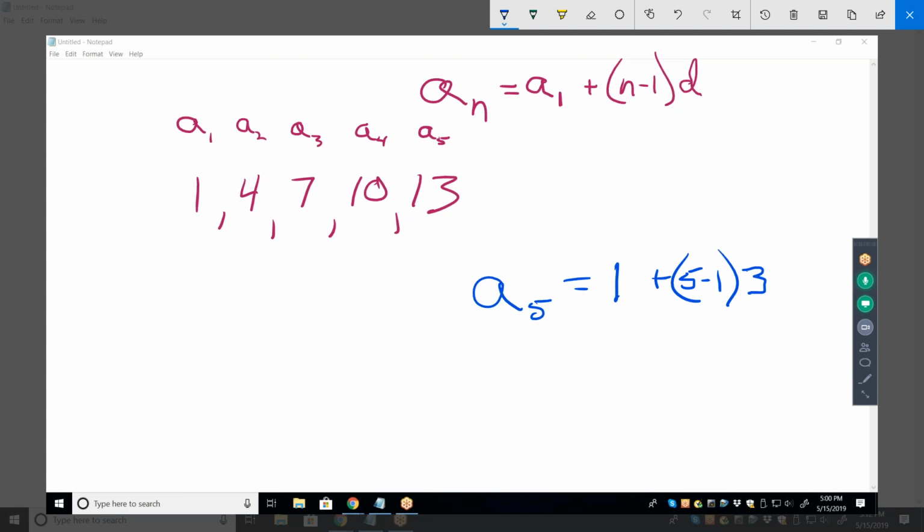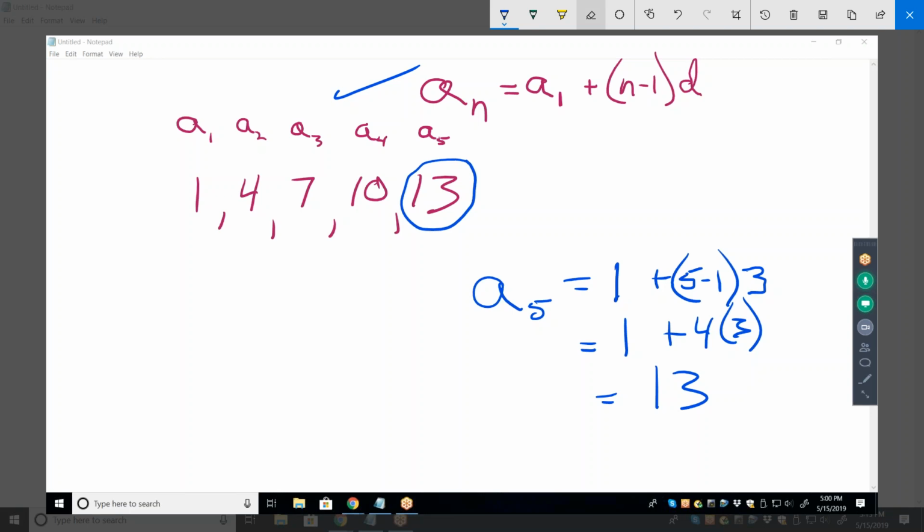So let's calculate what that is. That's equal to 1 plus 4 times 3, which is equal to 13. Which is correct. So that verifies that we've got the right formula. This is where you start with all problems of this nature. Usually it is this formula right here, unless they're asking you for the sum of the sequence, and then there's a sum formula. But I don't know if you've gotten that far yet or not.